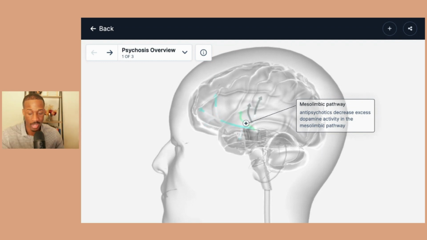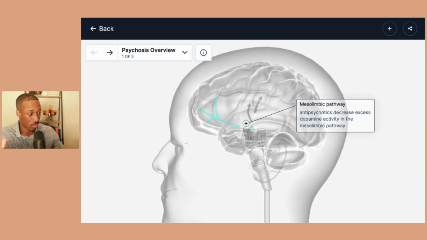What antipsychotics are doing is decreasing the excess of dopamine that is typically associated with perhaps schizophrenia. So you can think of antipsychotics as decreasing the excess dopamine activity in this mesolimbic pathway. And by doing so, it's reducing a lot of the psychosis that could occur from certain disorders.